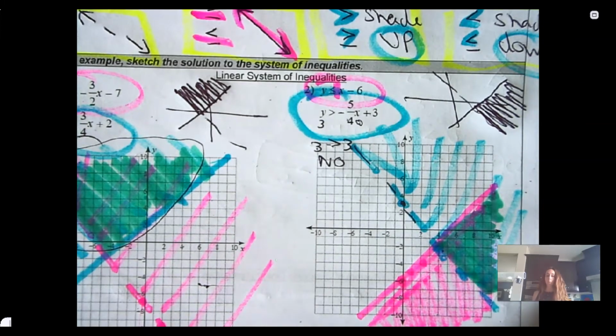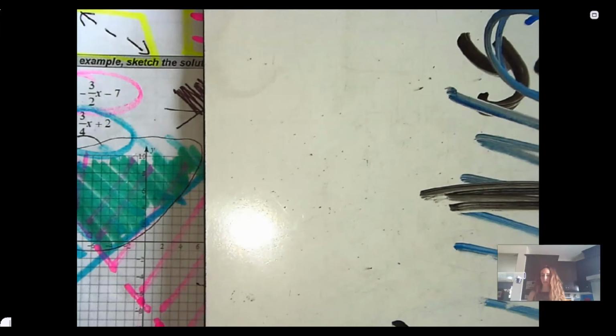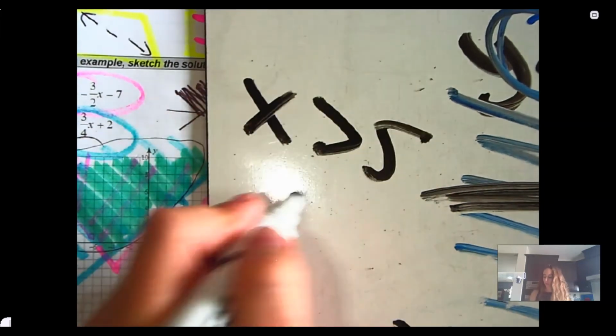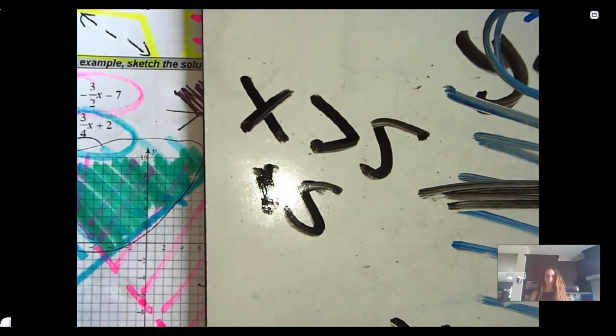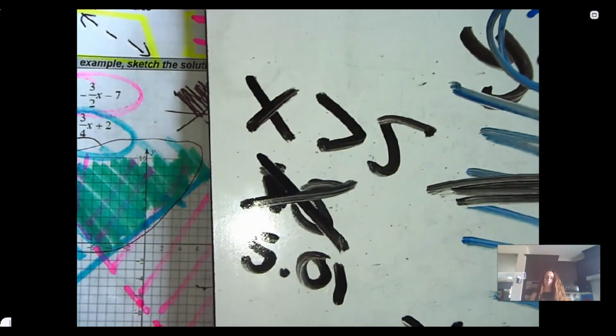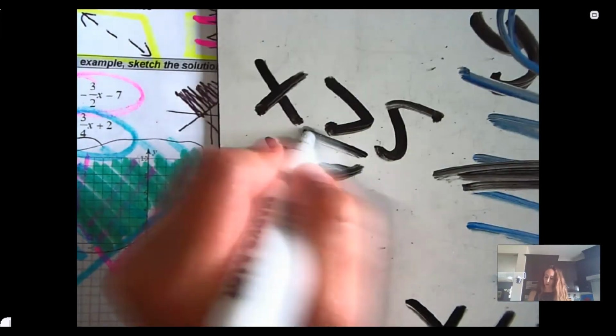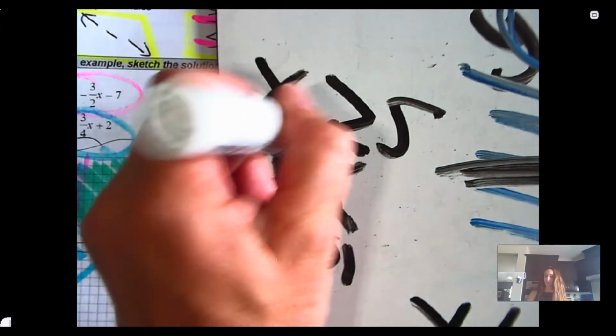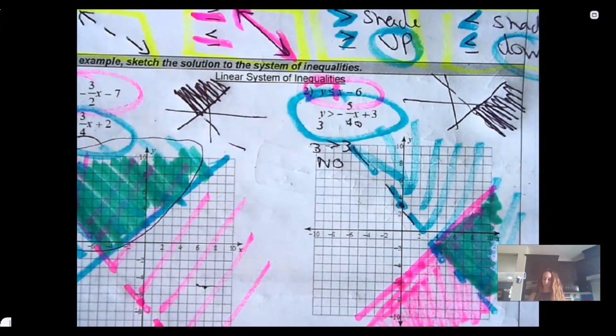If I say I have more than $5 in my pocket, do I have $5 in my pocket? No, but I could have $5.01. Okay. Now, if it said greater than or equal to, it means I have at least $5. So what do I mean by that?